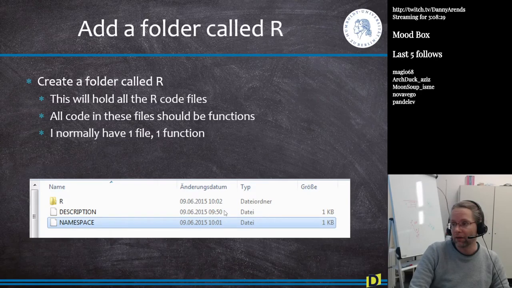So I have to make it, right? So I have to now create an R folder inside of your package name, right? So I create an R folder, and this will hold all the R code files. And all code in these files should be functions, because you are not allowed to give the user anything else. You can only give the user functions that he can call and work with. And I normally have this strategy that I have one file, one function, right? So after this, my code looks like this. So I have my namespace file, I have my description file, and I have my R folder.